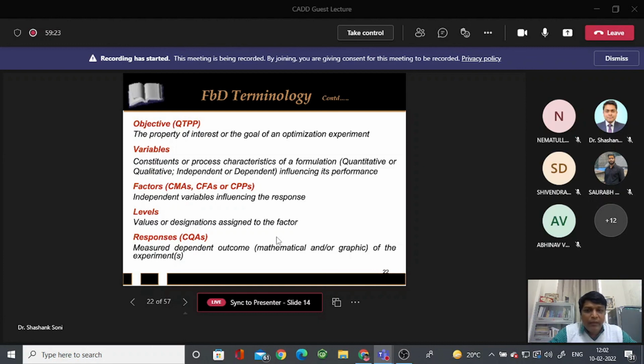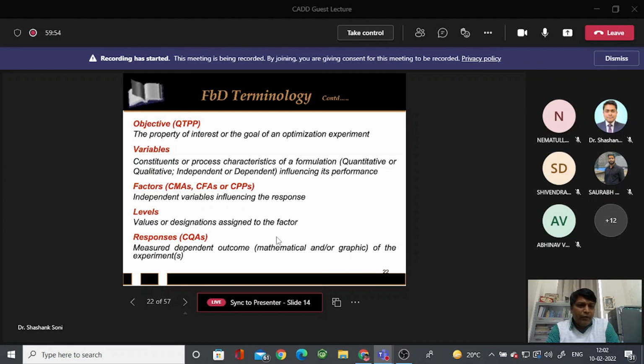Factors. Factors can be critical material attributes, CMAs. Factors can be CFAs, critical formulation attributes, or CPPs. They can be critical process parameters. All of these are independent variables which influence the response. Response is quality attributes. For example, amount of binder, that is a material. CMA, critical material attribute in QBD terminology.